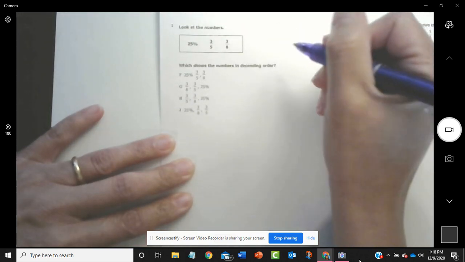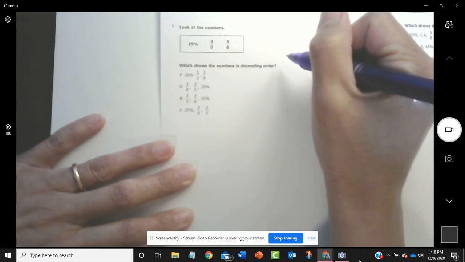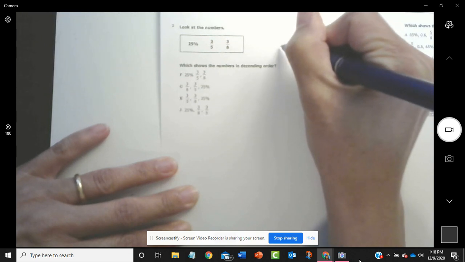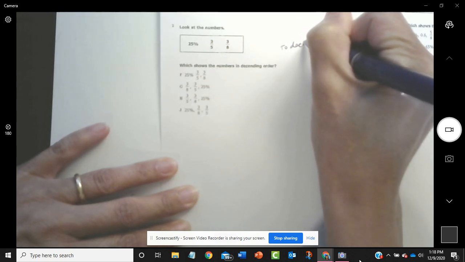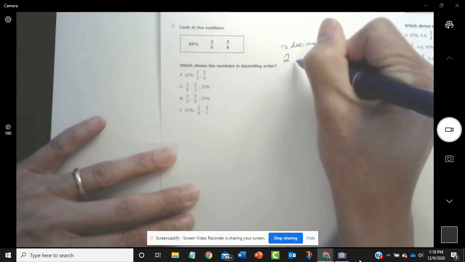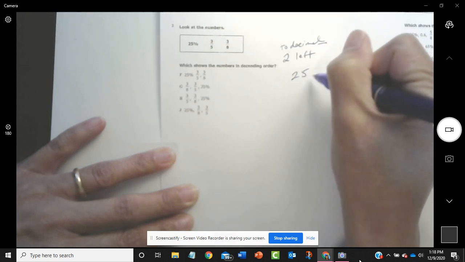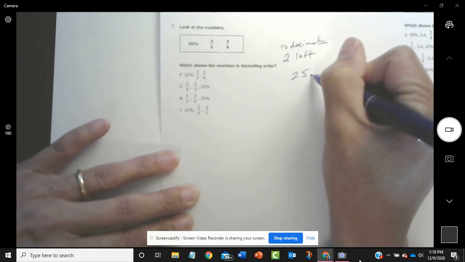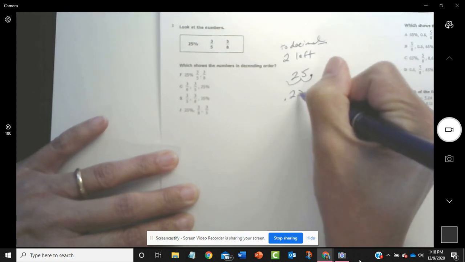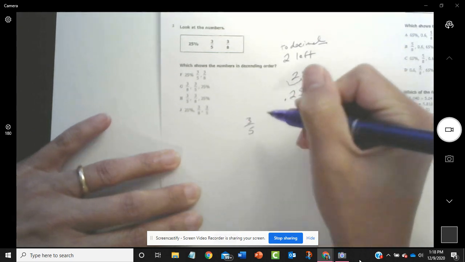Let's look at 25%. If we're going to change that into a decimal, all we need to remember is that 25%, we want to make it to a decimal. So the L reminds me to go to the left. I replace my percent with a decimal point and I can move it 2 to the left. That gives me 0.25.